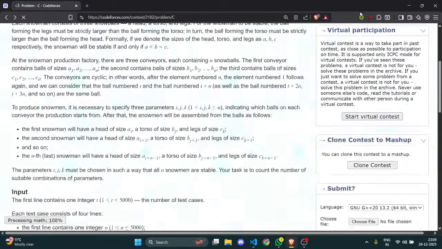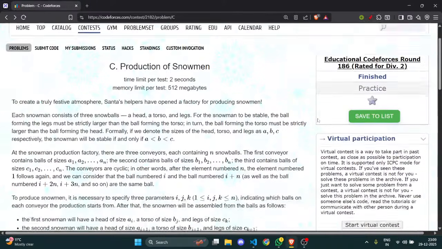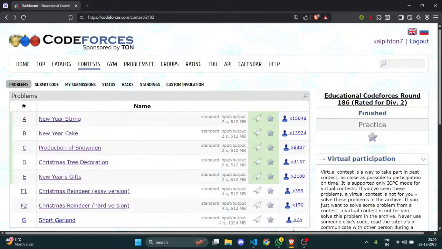Okay, so now I hope the C problem is clear. Now we can move on to the fourth problem.